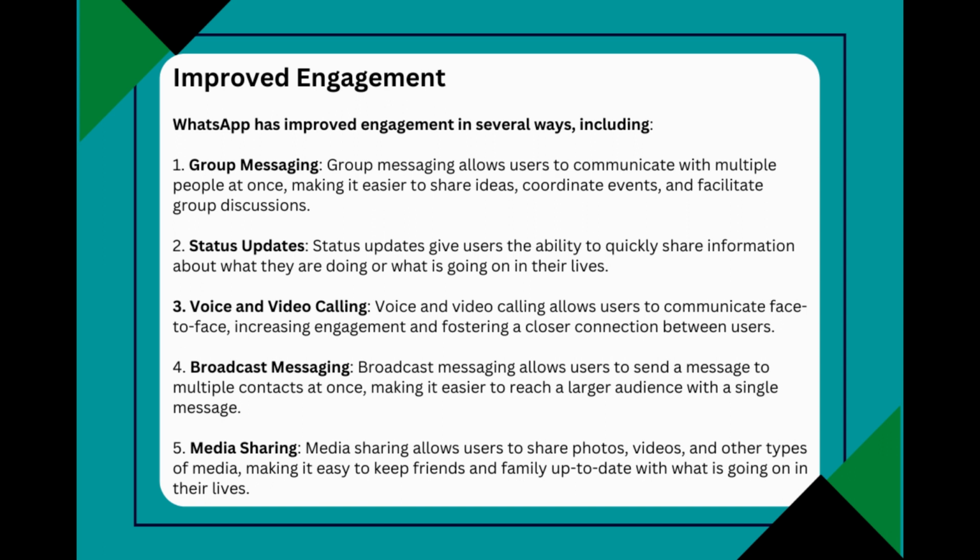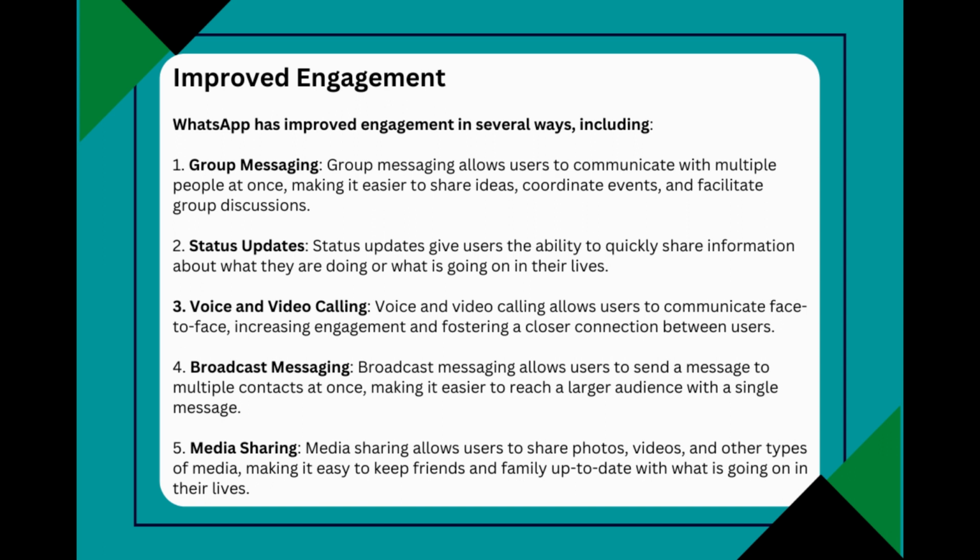Improved engagement. WhatsApp has improved engagement in several ways, including 1. Group messaging. Group messaging allows users to communicate with multiple people at once, making it easier to share ideas, coordinate events, and facilitate group discussions. 2. Status updates. Status updates give users the ability to quickly share information about what they are doing or what is going on in their lives.